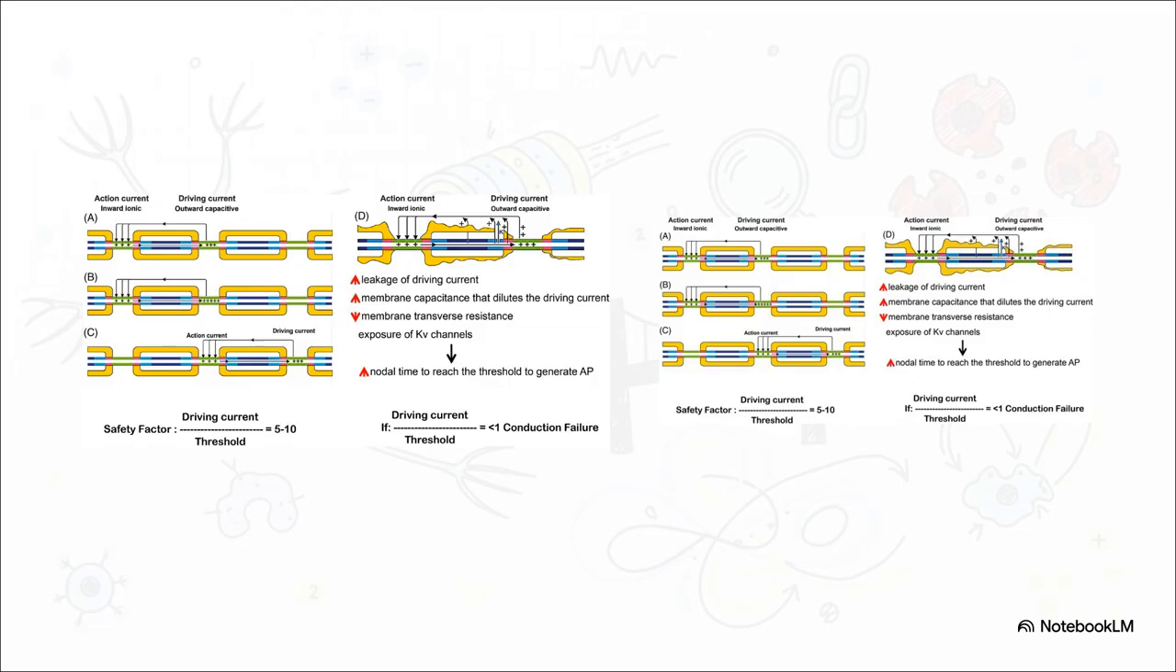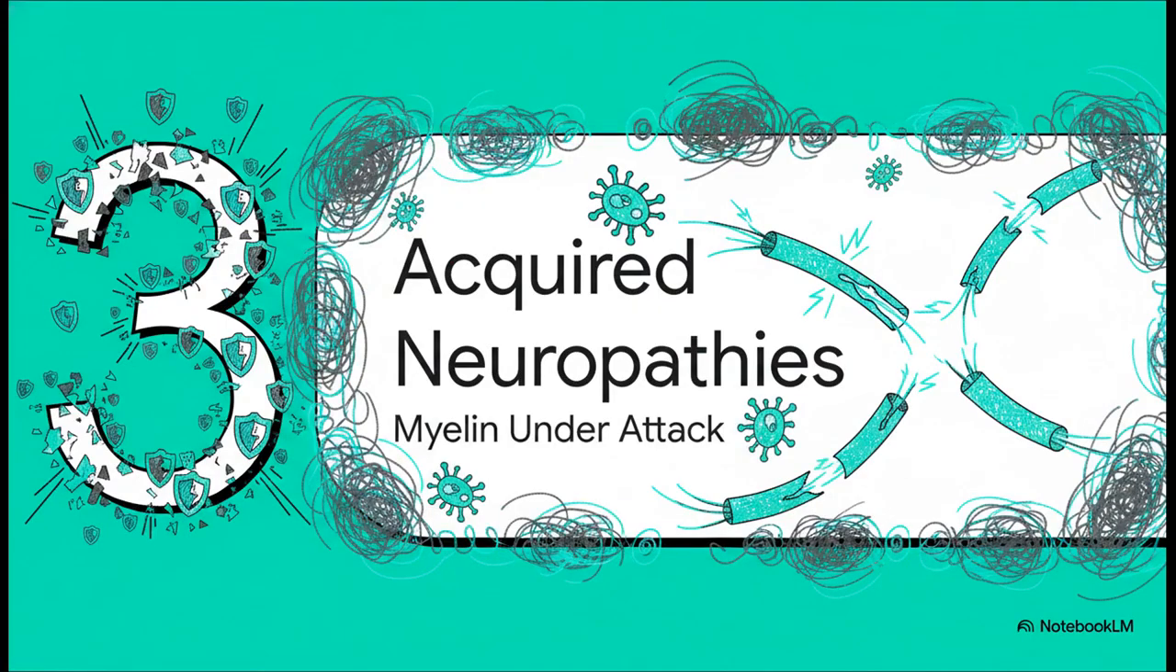When you put a healthy, perfectly insulated nerve right next to one with a damaged myelin sheath, it all clicks. When the myelin is stripped away or damaged, the nerve loses its tight seal. So remember that powerful driving current we just talked about? It literally leaks out into the surrounding tissue. It gets diluted. And because the current is leaking, it takes much longer for the next node to hit that electrical threshold. If the leakage is severe enough, boom, the safety factor drops below 1 and you get a complete conduction block. That brings us to Section 3, Acquired Neuropathies and Myelin.